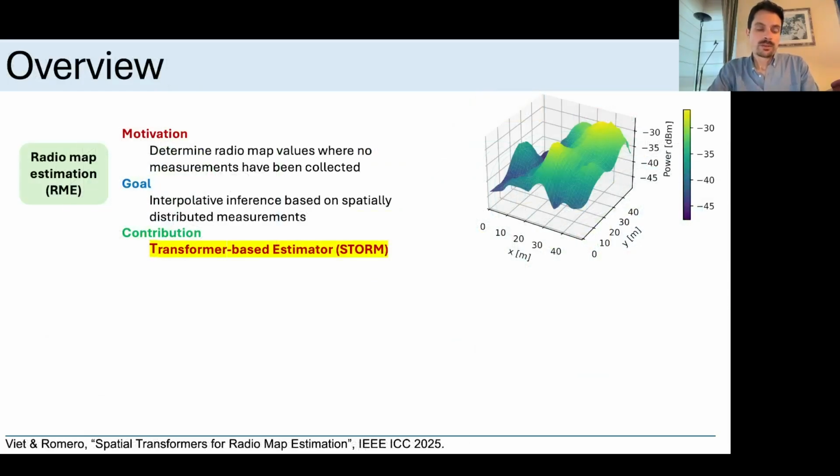So now I will be briefly presenting the main contributions of the paper that I mentioned earlier. The first contribution addresses the radio map estimation problem, where the goal is to construct a radio map using measurements distributed across the area of interest. Here we developed an estimator using a transformer.